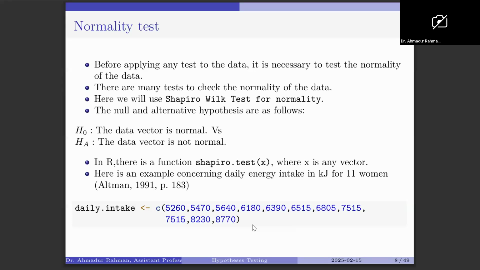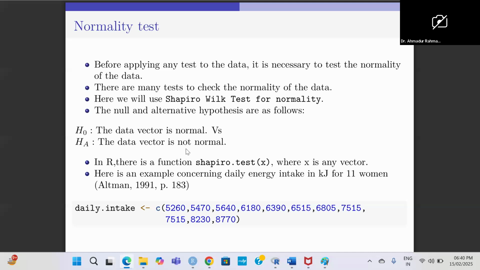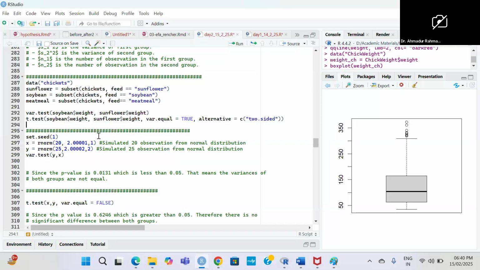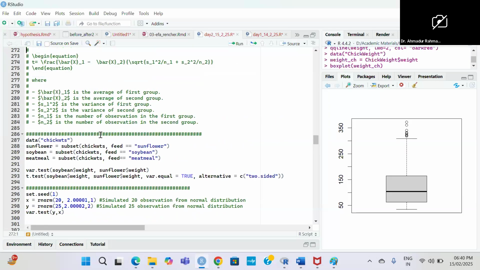So first we will use a normality test, right? And to check the normality of a variable, we set the null hypothesis as the data vector is normal, and the alternative, the data vector is not normal. So now I will run the code so that you could better understand these things.